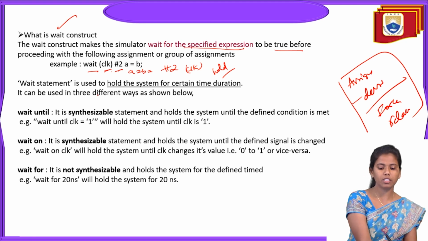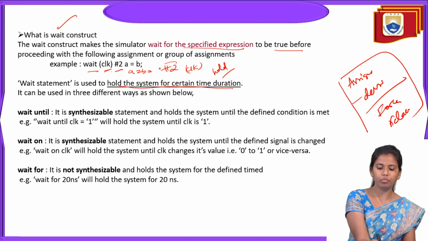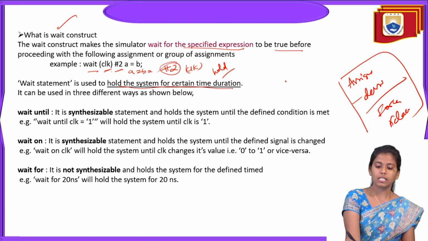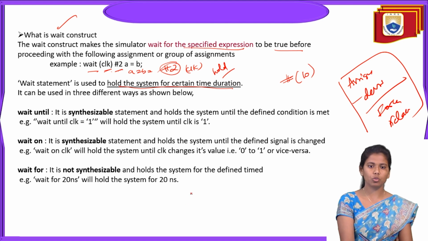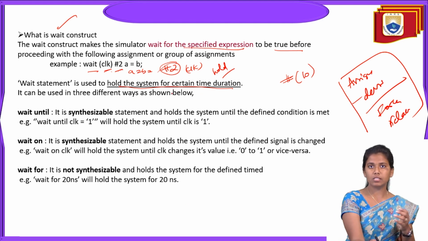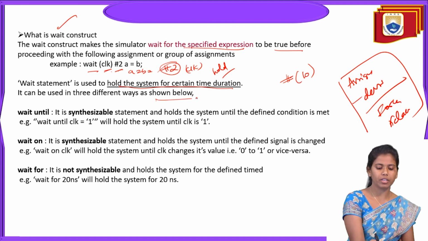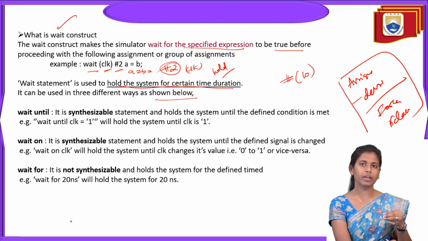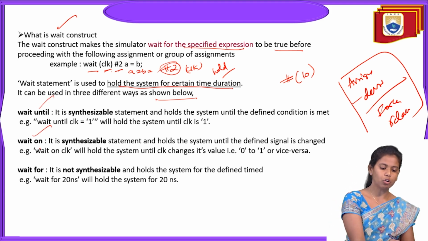So the wait statement is used to hold the system for a certain time duration. Here I am making it hold for 2 nanoseconds of time delay. Sometimes the wait statement can hold up to 10 nanoseconds of time delay. It is just to hold the system for a certain time duration, and it can be used in 3 different ways: wait until, wait on, and wait for.